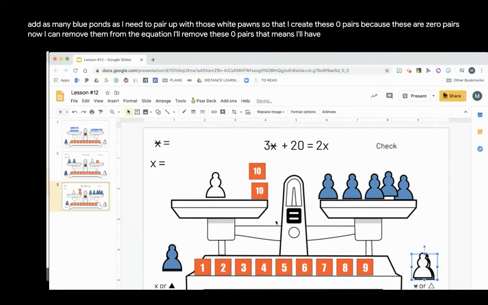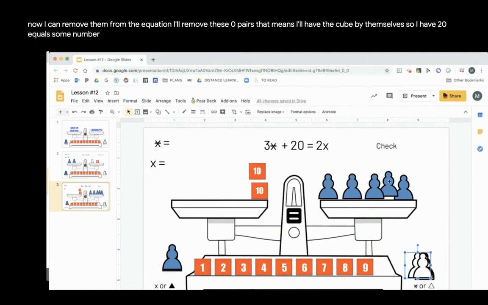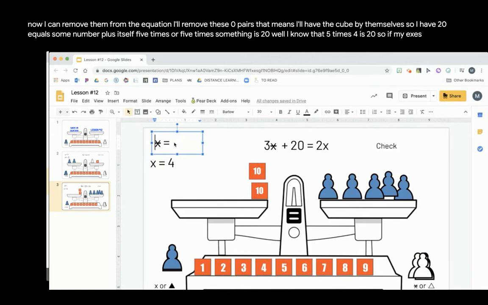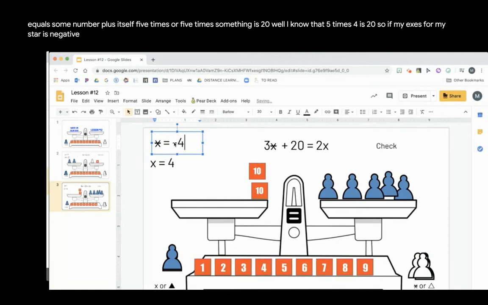That means I'll have the cubes by themselves. So I have 20 equals some number plus itself 5 times, or 5 times something is 20. Well, I know that 5 times 4 is 20, so if my x is 4, my star is -4.